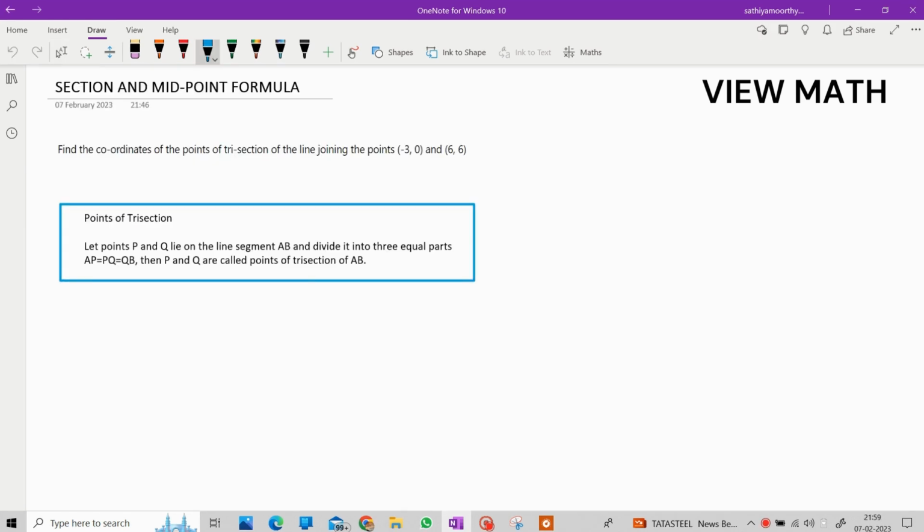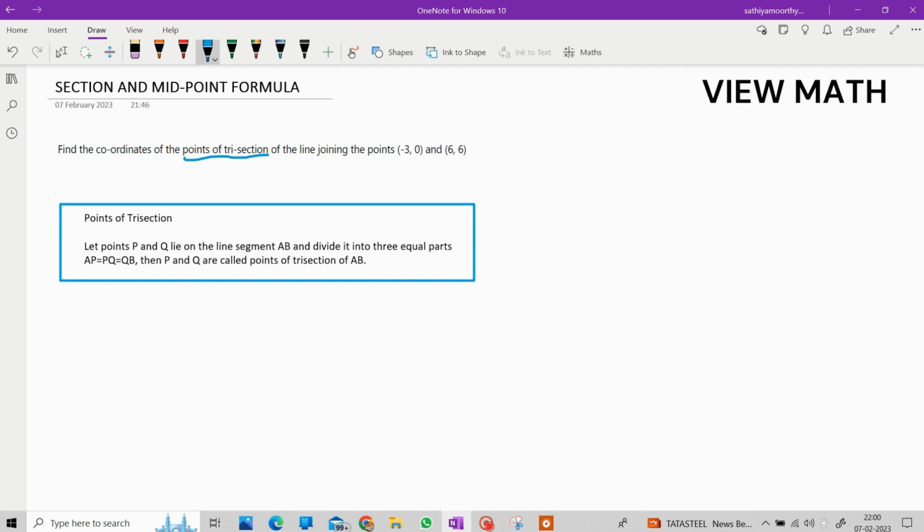Let's see the next problem. Find the coordinates of the points of trisection of the line joining the points minus 3 comma 0 and 6 comma 6. So before going to the problem, let me first see what is meant by points of trisection. The definition of points of trisection is: let points P and Q lie on the line segment AB and divide it into 3 equal parts, AP equal to PQ equal to QB. Then P and Q are called the points of trisection of AB.